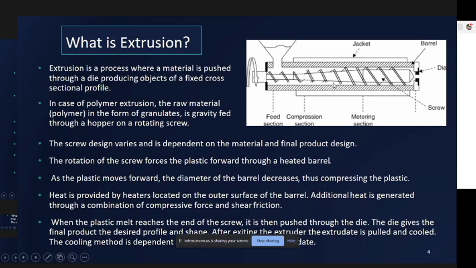Now, a heat is provided by heaters located at the outer surface of the barrel. Additional heat is generated through the combination of compressive force and shear friction. When the plastic melt reaches at the end of the screw, it is then pushed through the die, and the die gives the final product the desired profile and shape. After exiting the extrusion, extruded is pulled and cooled.